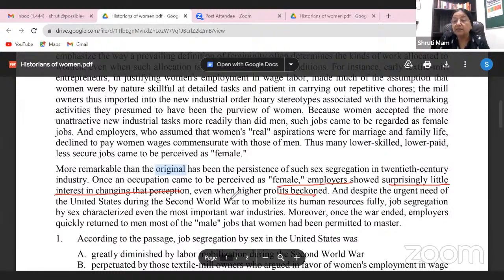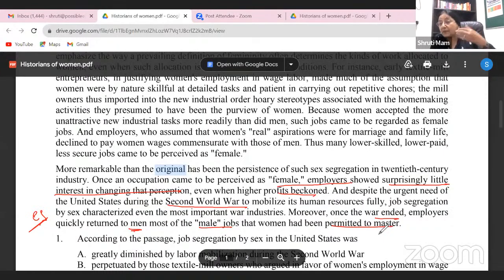now look at it, 20th century, last paragraph, he gives you the example of the Second World War. He gives another suitable example of the Second World War to prove how to mobilize its human resources fully. Job segregation by sex characterized even the most important war industries. Moreover, once the war ended, employers quickly returned to men most of the male jobs that women had been permitted to master.